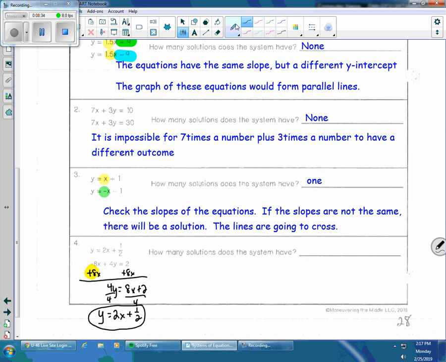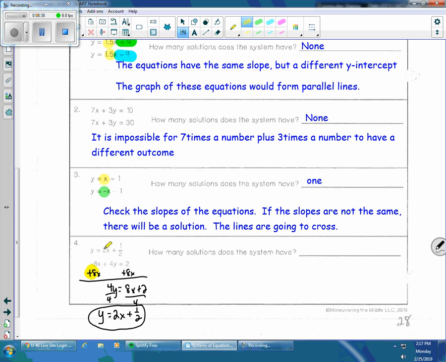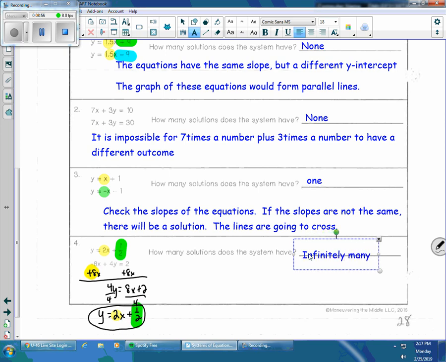Now I can compare my slopes. So let me grab my highlighter. I've got a slope of 2x here. I've got a slope of 2x here. I have a y-intercept of 1/2 here and a y-intercept of 1/2 here. So how many solutions is this going to have? Infinitely many. Whatever solution makes one equation true will make the other equation true.